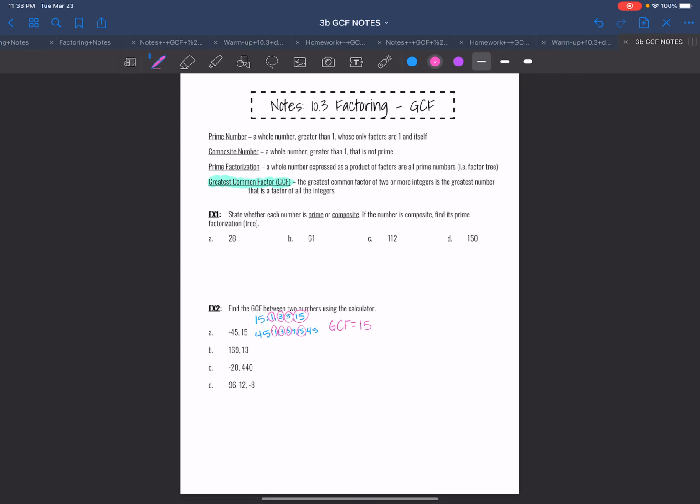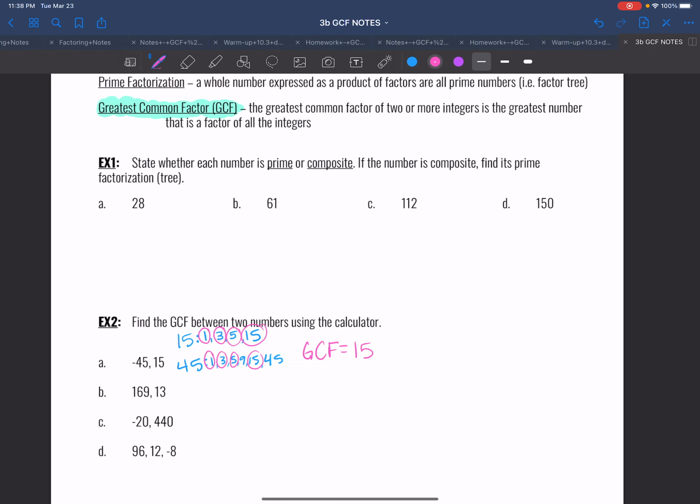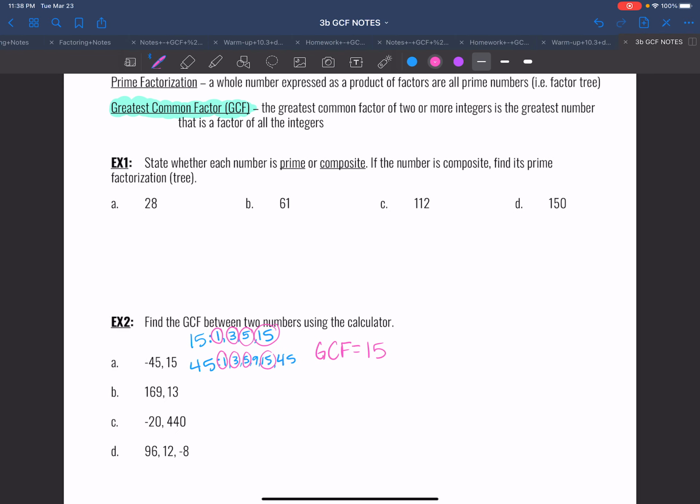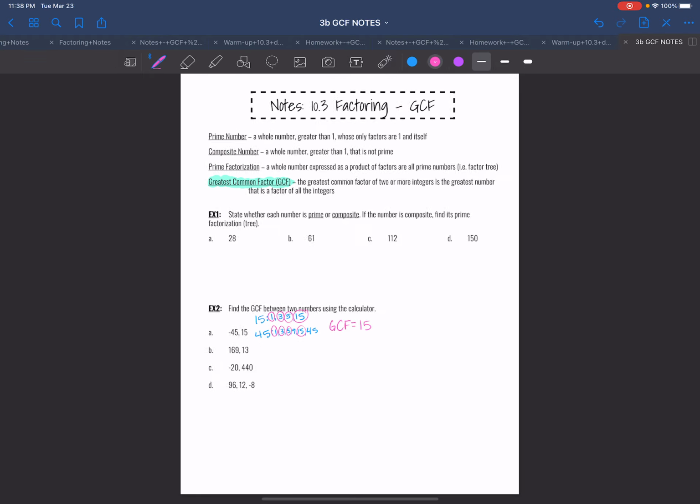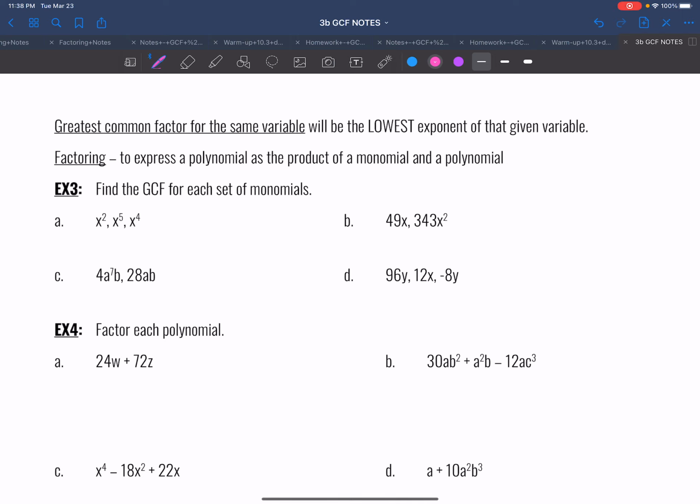So that's the basics of finding the GCF of two integers. Today we are going to bump that up and turn it into algebra by adding in variables. So we're going to practice finding the GCF of numbers and variables now. So at the top of the next page, you're going to see the greatest common factor for the same variable will be the lowest exponent of that given variable. This is kind of the trick that we can use to find it really easily when we're trying to find the GCF of a variable.